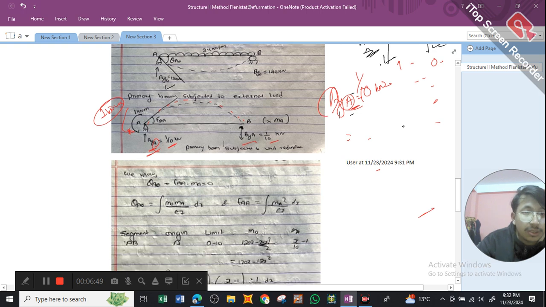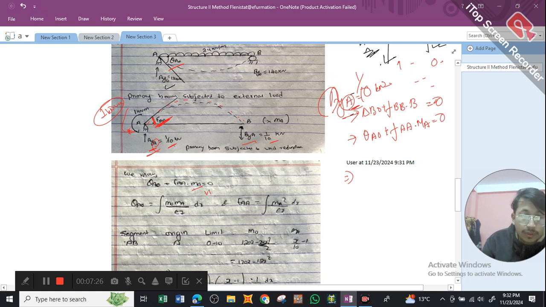Now we'll apply this compatibility equation, which is theta A naught plus f AA, the slope due to unit moment MA, equals 0. Initially we applied the relation delta B naught plus f BB dot BY equals 0. In this scenario, when we are taking moment, we won't take deflection, but we will take slope. So we take theta A naught plus f AA dot MA equals 0.